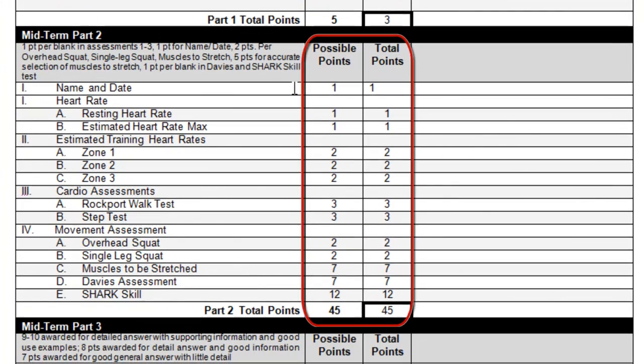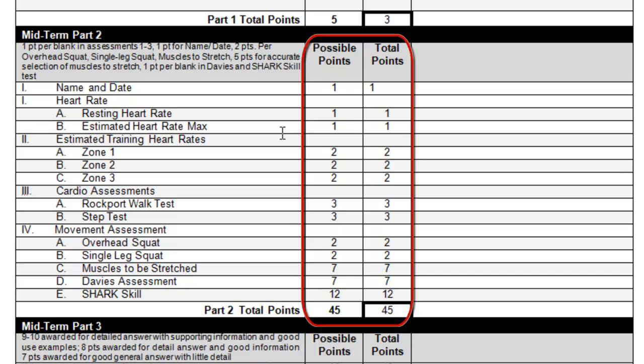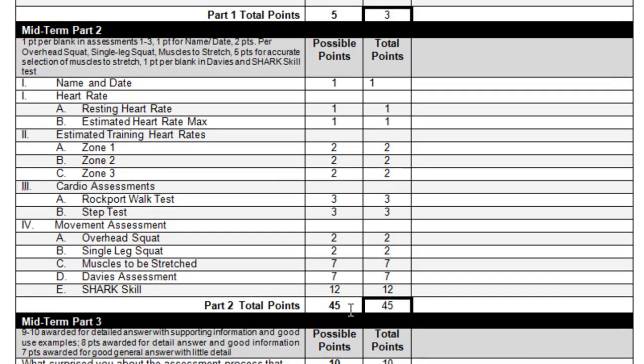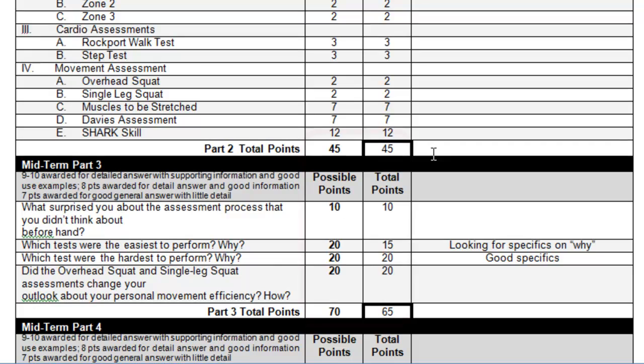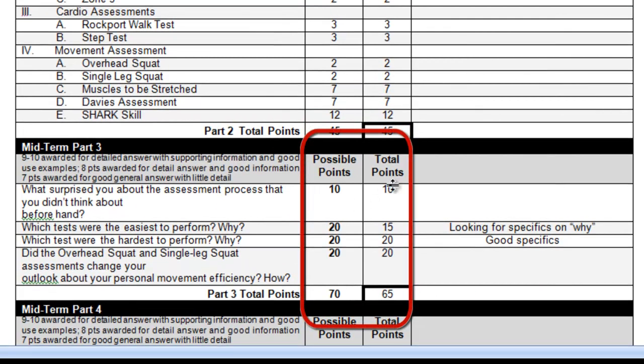Make sure your name and date are on there, heart rate information, target zones, cardio assessments, everything that I detailed on the assessment form for you. The total number of points in that second section is 45. On the third, I just went over it a little bit here. One thing this person didn't really give enough information on is which tests were the easiest to perform and why. We'd like to make sure that there's all the detail in there so we can get the maximum of 70 points total for this section.